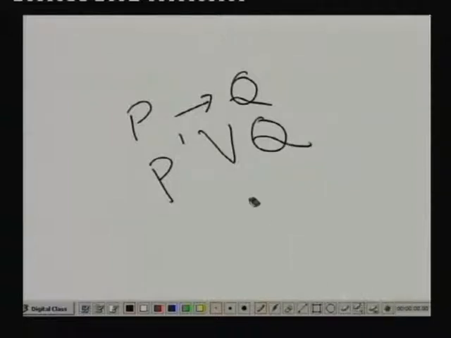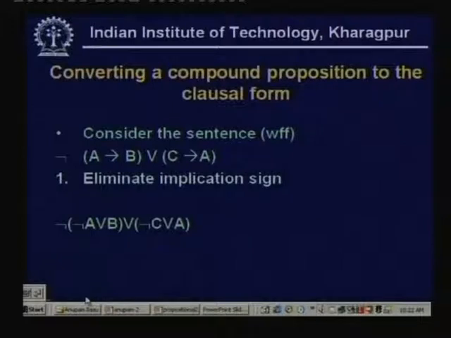In the same way, we can convert it to the clausal form. Any implication can be converted like this. So, not of A implies B or C implies A: first I am trying to eliminate the implication sign. There was a not here, fine, let it be there. A implies B will become not A or B, and C implies A will become not C or A. This is the first step.